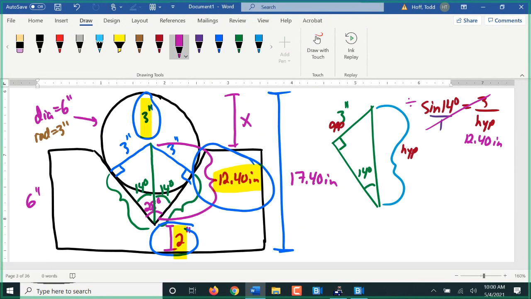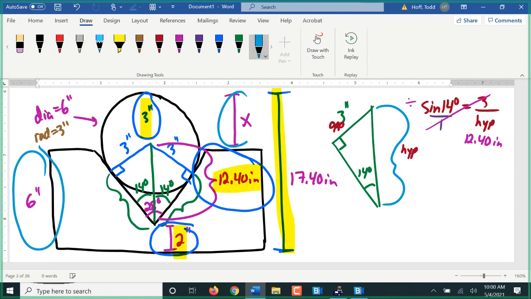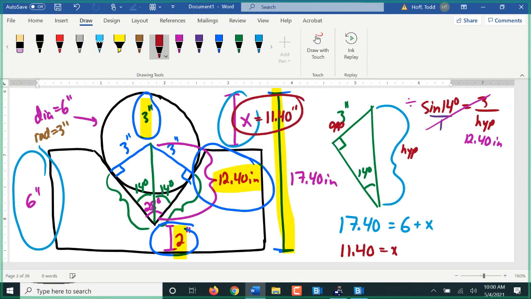Next, we're going to find that total height here in a different way. Well, that total height can be found by taking this 6 inches here plus x. So 17.40 equals 6 plus x. If we subtract the 6, we get 11.40 equals x. That's 11.40 inches.